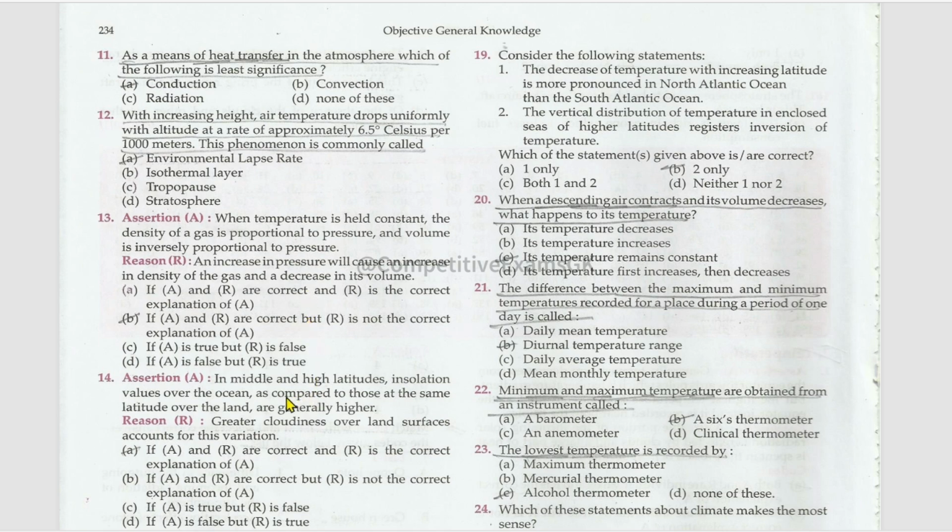Next, assertion and reason. In middle and high latitudes, insolation values over the ocean as compared to those at the same latitude over the land are generally higher. True. Greater cloudiness over land surfaces accounts for this variation. This is also correct, and reason is the correct explanation for assertion.